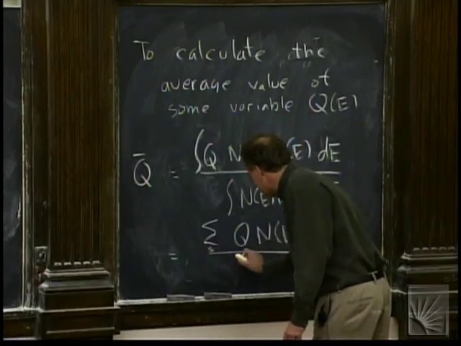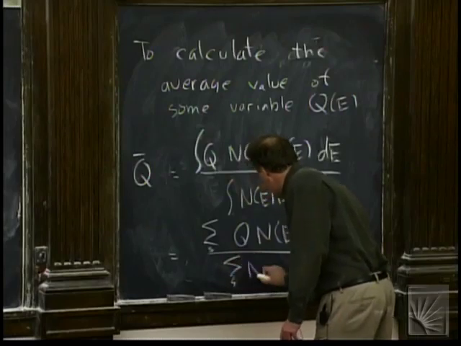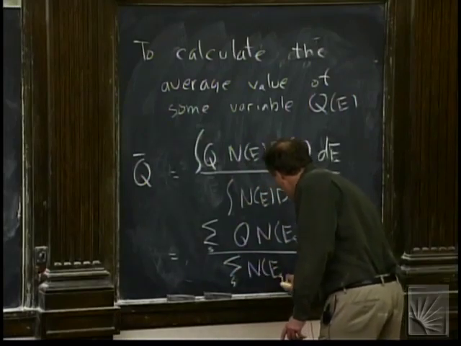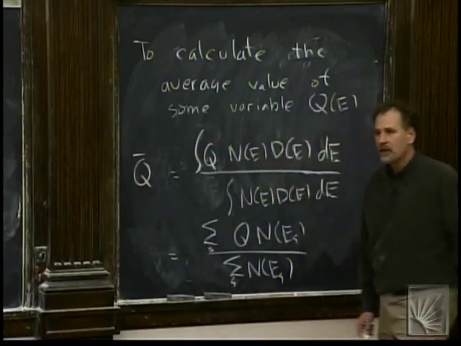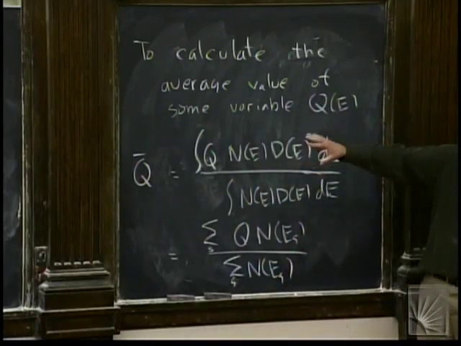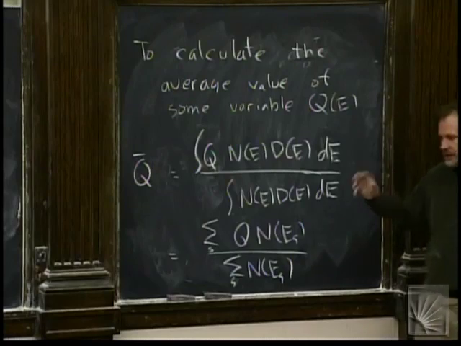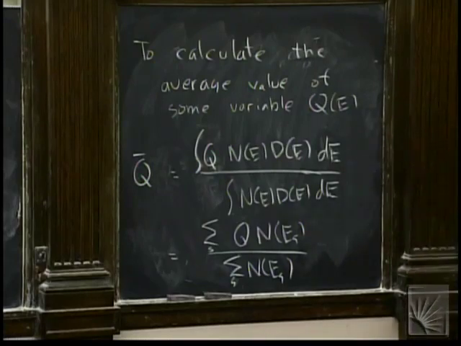Summing over states S and then normalizing as well. Okay? And again, this n is going to somehow have a Boltzmann-ish term that takes the energy dependence into account. So that's basically it.